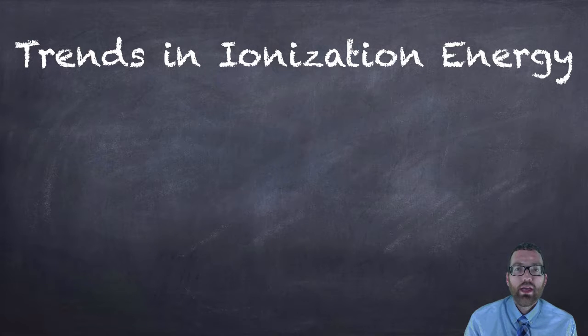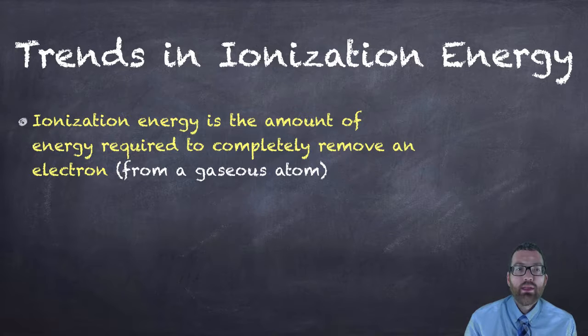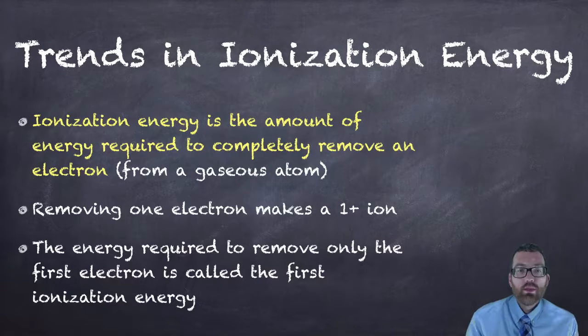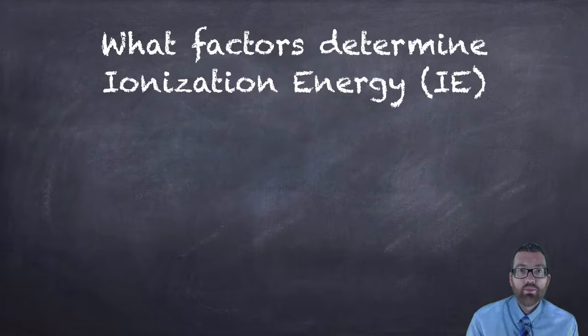So the next trend we're going to look at is ionization energy. Ionization energy is the amount of energy required to completely remove an electron from a gaseous atom. So if you have an atom that's a gas or an atom that's not a gas, you could superheat it until it's a gas. Experimentally, scientists can determine how much energy it takes to remove an electron from a valence shell. If you remove one electron, that would make it a 1+ ion. So the energy required to remove only the first electron is what we're concerned with in this course. That's called the first ionization energy.